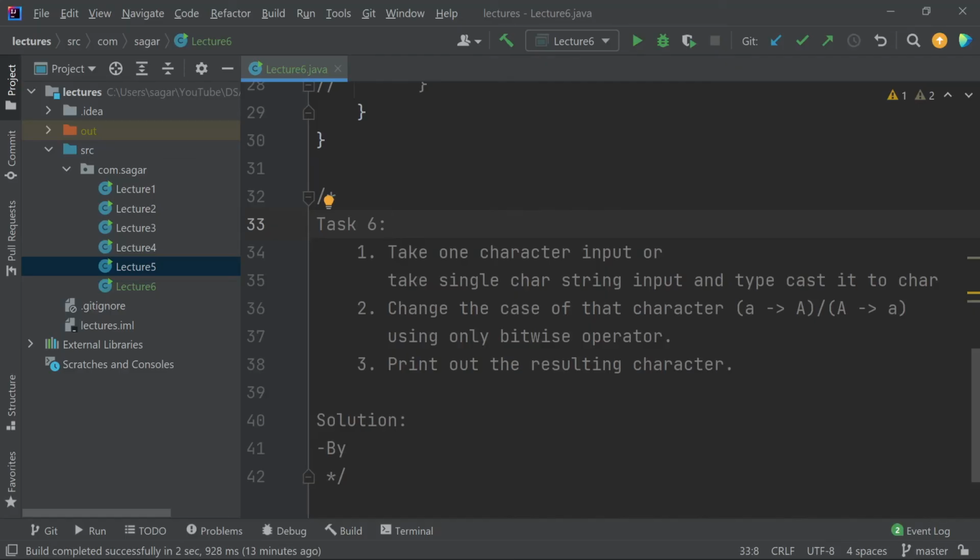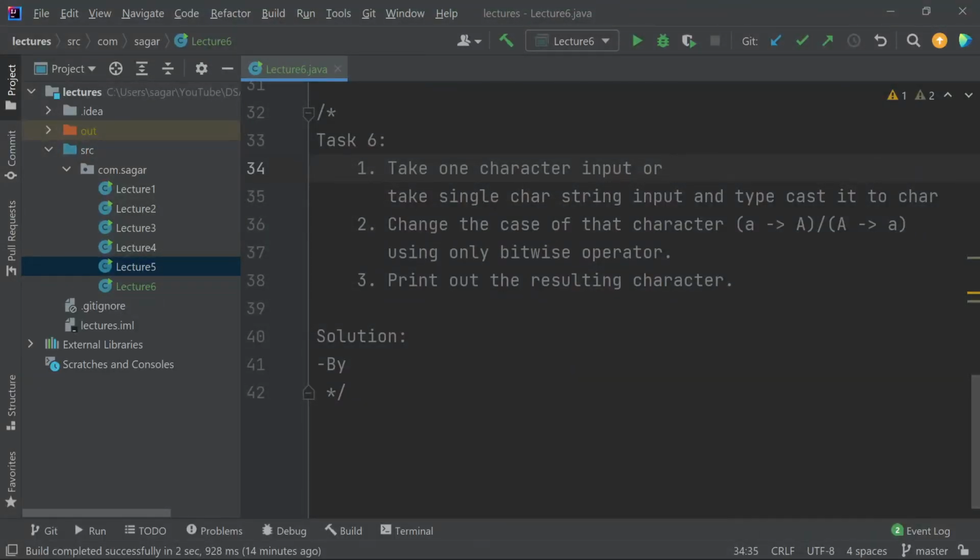And now it is time for our practice problem. Today you got the hard one. The first step is to take one character input, or we can say take one single character string input and then typecast it into char. We learnt all this, how to typecast some value and how to take some integer input. The second step is to change the case of the character. That means if we have small a, then we have to change it to capital A, and if we have capital A, then we have to change it to small a.